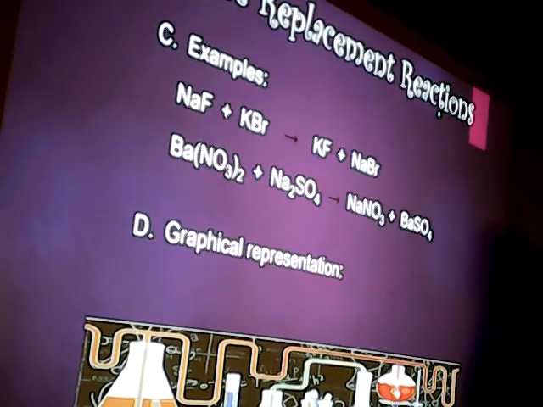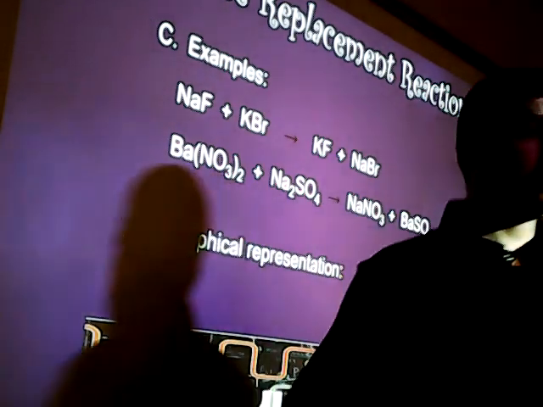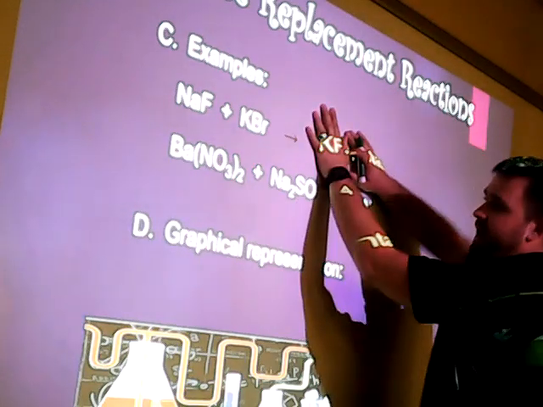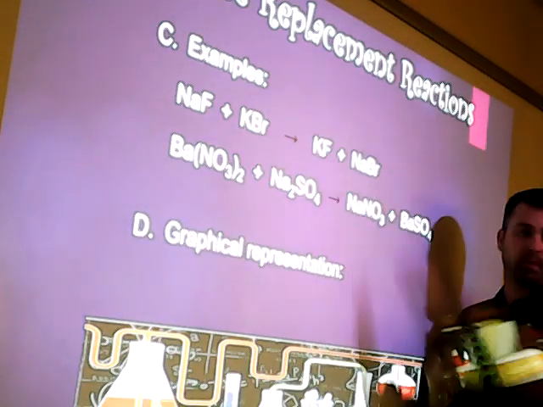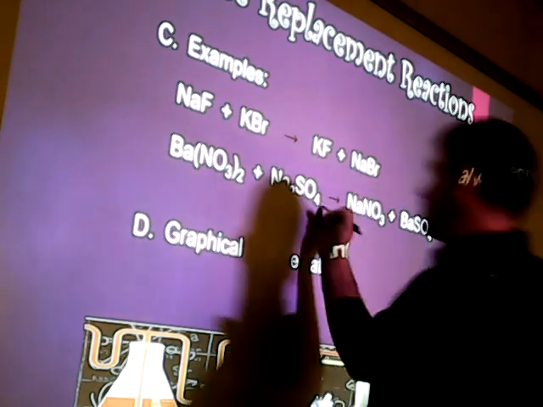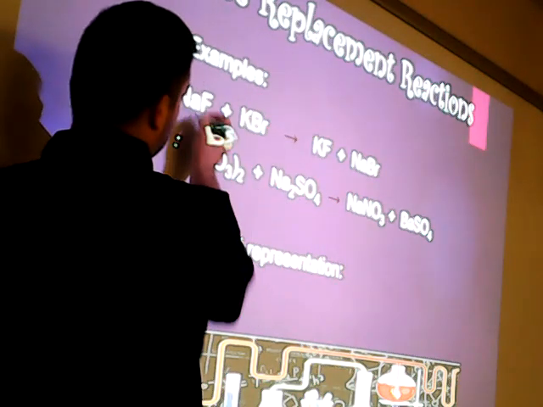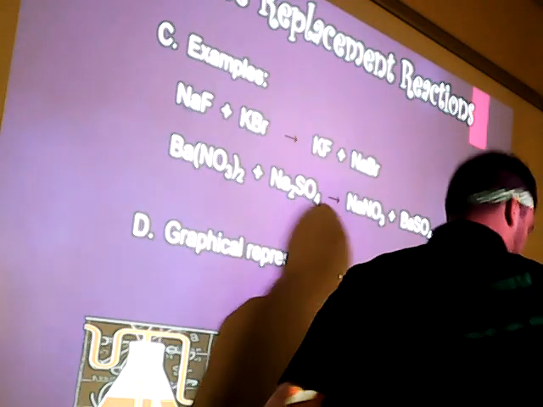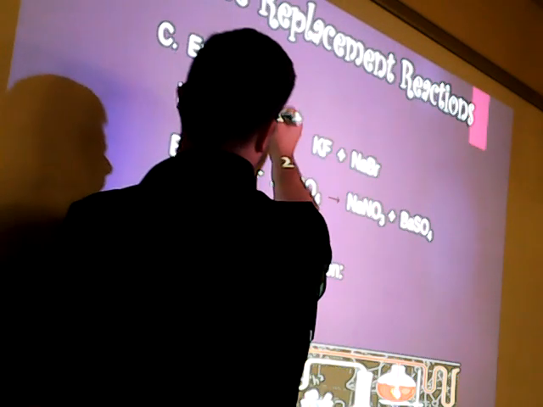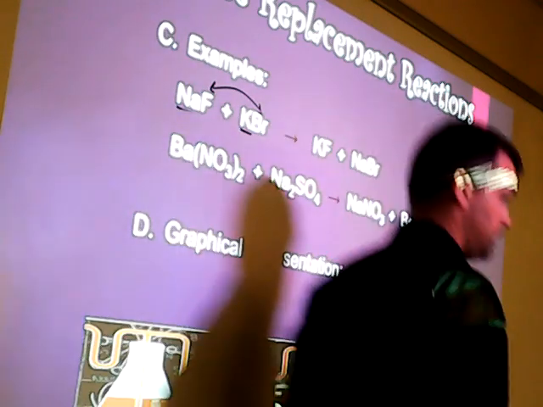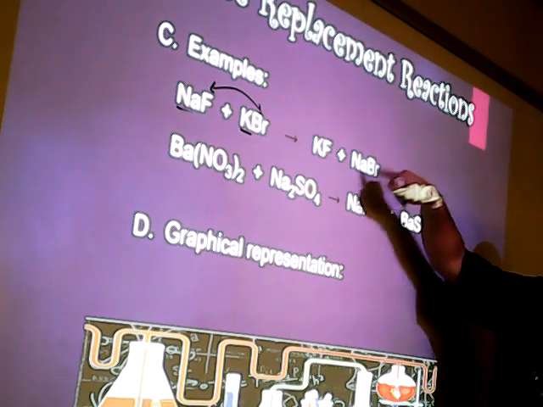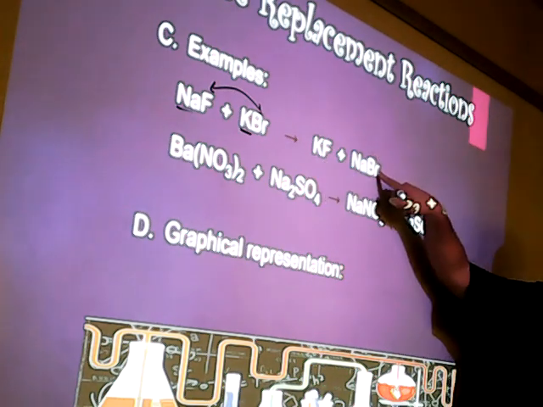Here are some examples. How do we know what goes into the products? Let's say I just give you the reactants and you need to figure out what the products are, and you will. How do we do that? Well, your metals stay the same, and your anions are going to switch. Because this is ionic, we need to have ionic over here. So you still need to have a metal, non-metal, metal, non-metal.